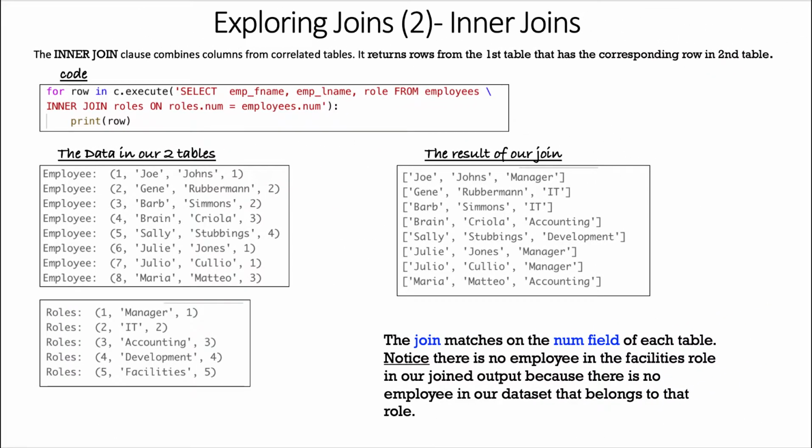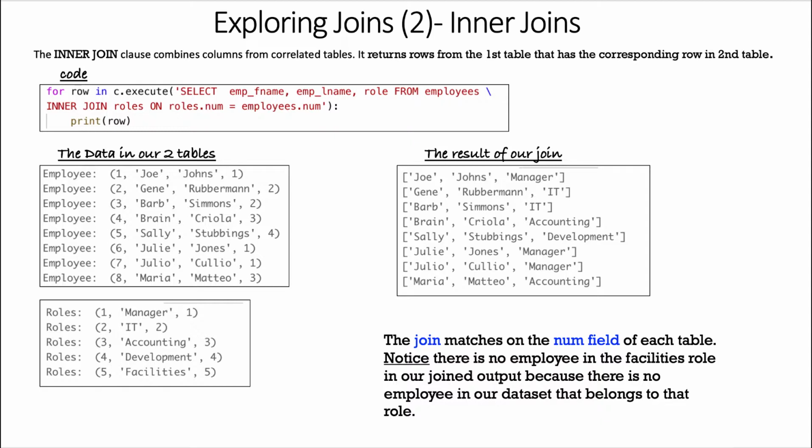With those two tables that we just created, we're going to use the inner join on them. So in conjunction with our select statement, we'll use the inner join. So what is the inner join? The inner join clause combines columns from correlated tables. It returns rows from the first table that have the corresponding row in the second table.